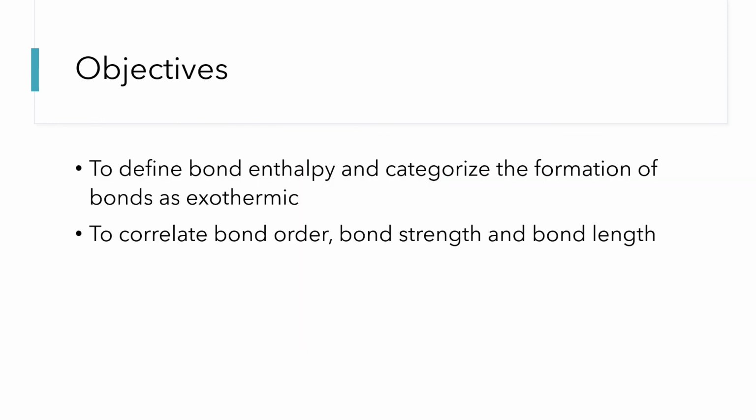So our objectives were to define bond enthalpy. That's the energy that's released when a bond is formed. Forming bonds is an exothermic process, and we saw that the higher the bond order, the bigger the bond strength, and the shorter the bond length.